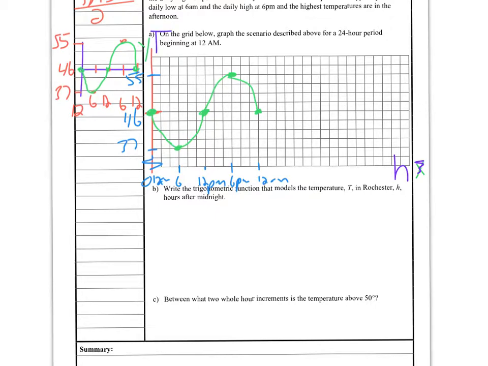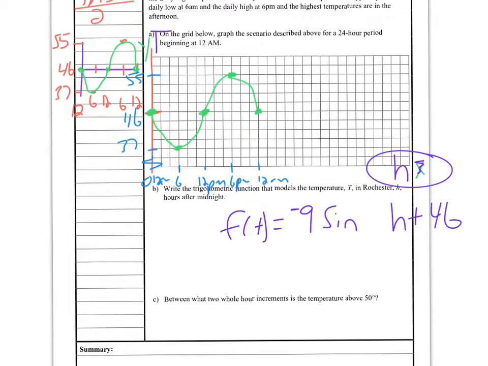All right, so we're going to have f of t equals, all right, and what kind of curve is this? Well, this is a sine curve, okay, it is a negative sine curve, so we're going to throw that negative on there, and then we have to have the amplitude, which is the distance between 46 and 55, which is 9. It's in terms of h, so it's not going to be an x there, although typically it would. X and h are the same, so it's something times h, plus whatever the shift is, which is 46. And that's going to be the exact same equation for sine in degree or in radian mode.